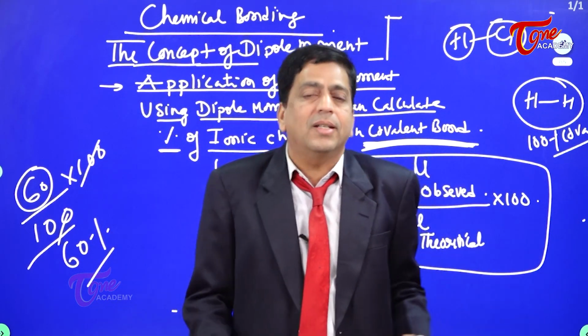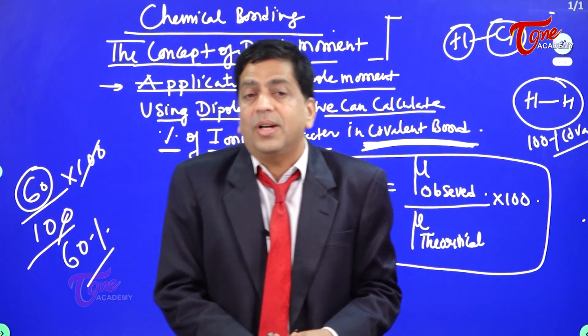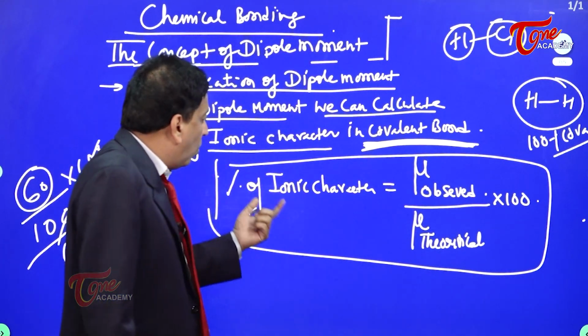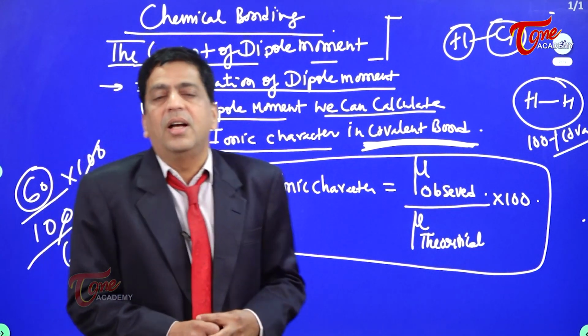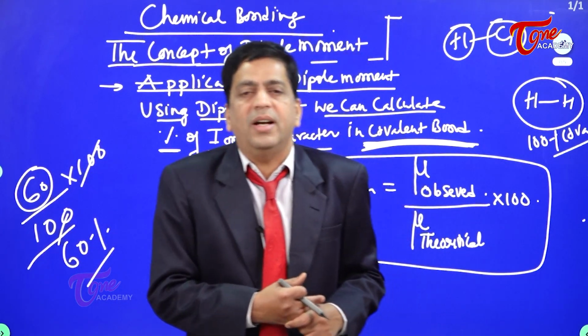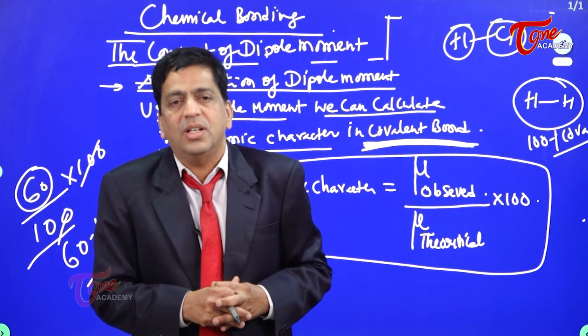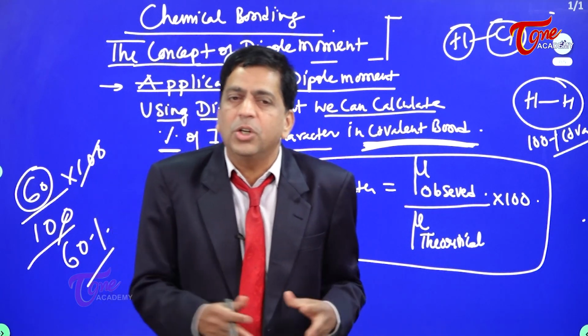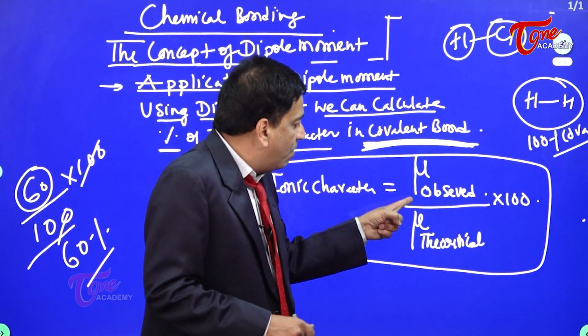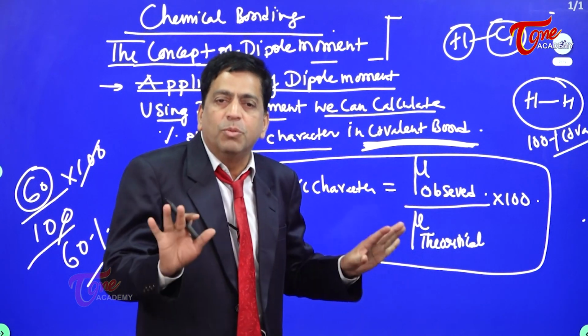So no one will get 100, it's theoretically, right? So similarly, if you want the percentage of ionic character, we can get it through the dipole moment. You must understand that. How do we get it? Mu observed by mu theoretical into 100. Now what is mu observed?